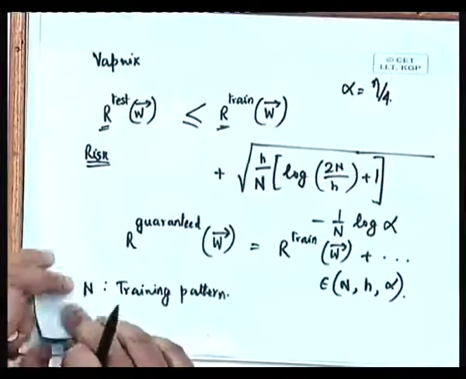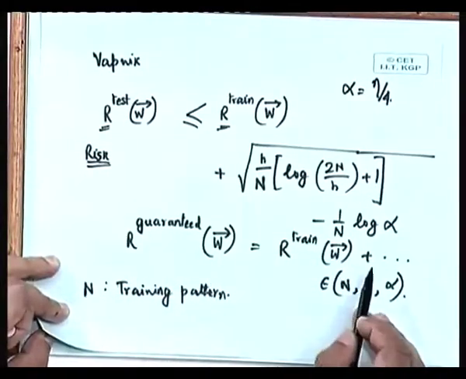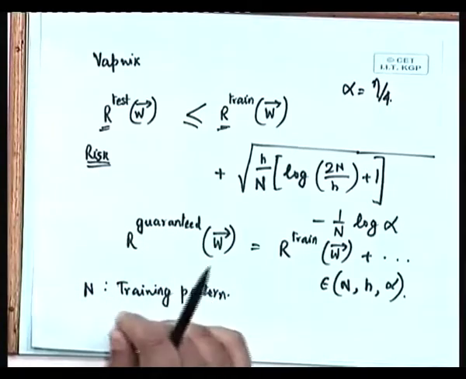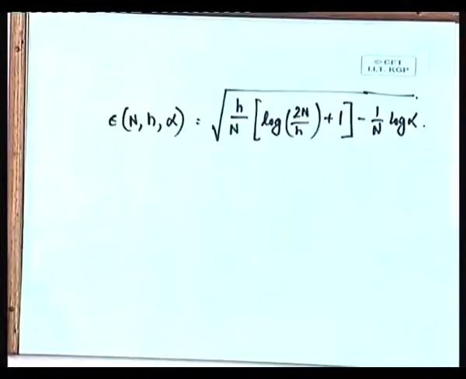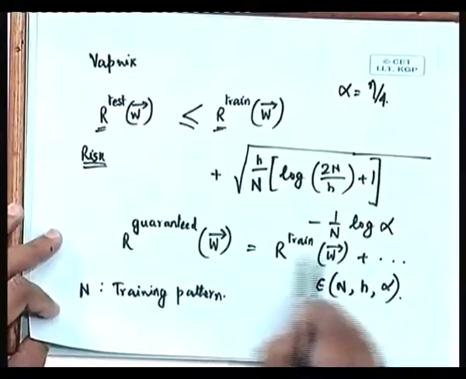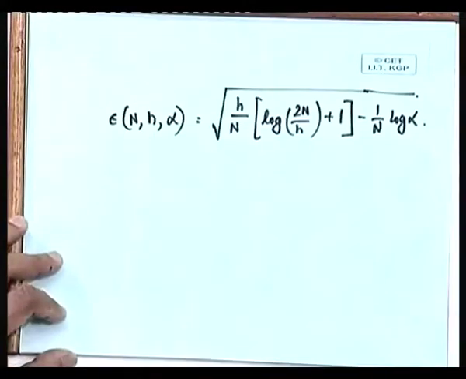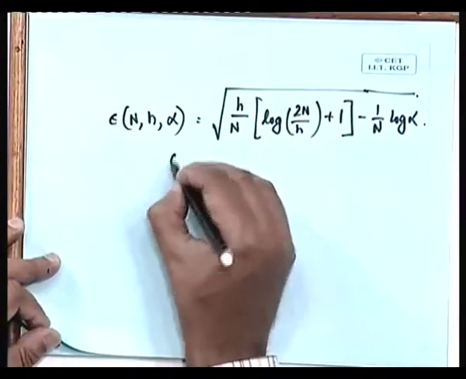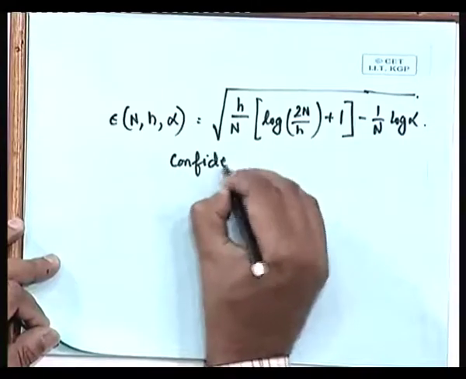So now, having defined R guaranteed this way, R test is going to be less than or equal to R guaranteed. That is what it means. Now what is our variable? Since we are investigating the effects of the VC dimension, let us now think of varying H. There are two terms here. The first term is the training error, and the second term, this epsilon expression that we have got, is referred to as the confidence interval.